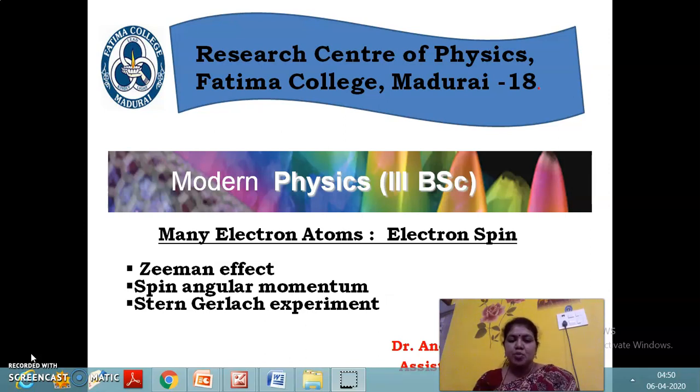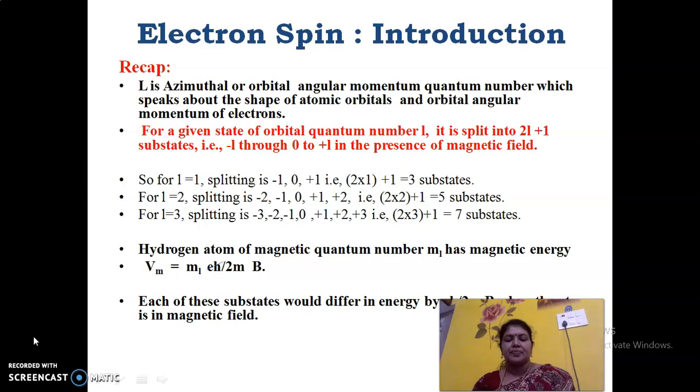Today, in this module, we will see the concepts of Zeeman effect, spin angular momentum, and Stern and Gerlach experiment. Before we see the Zeeman effect, I would like to give a recap of the orbital angular momentum quantum number L. So, capital L is the azimuthal or orbital angular momentum quantum number, which gives the shape of the atomic orbitals, or in particular it gives the magnitude and the possible orientations of the orbital angular momentum of electrons. This we have seen in the last class.